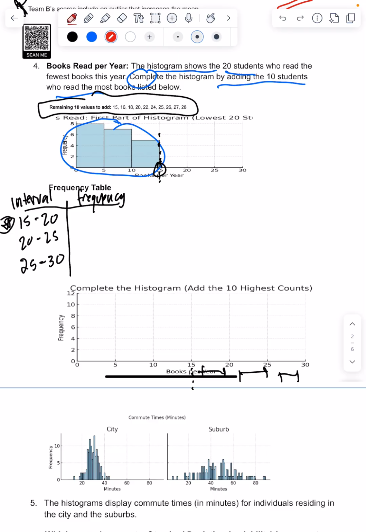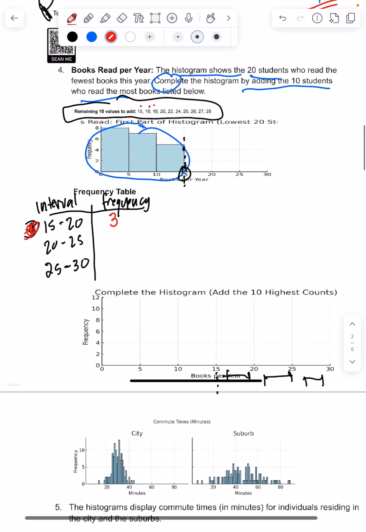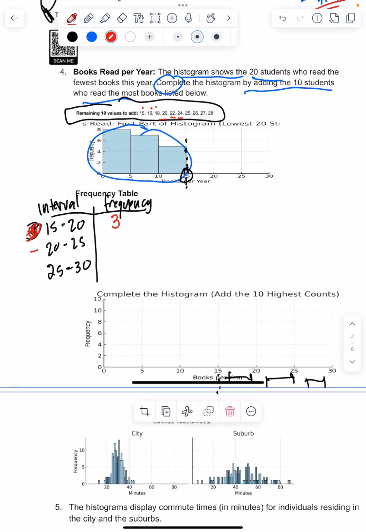So if I'm looking at these values, what can we put in this bucket? 15, yes, that fits in there. 16, yes. 18, yes. 20? Well, this interval says values that are 15 or greater but less than 20, so no, it has to be less than 20. So we only have a frequency of 3 there. Then 20 fits in the next bucket, yes. 22, yes. 24, yes. 25, no, we cannot write that one down in this bucket.